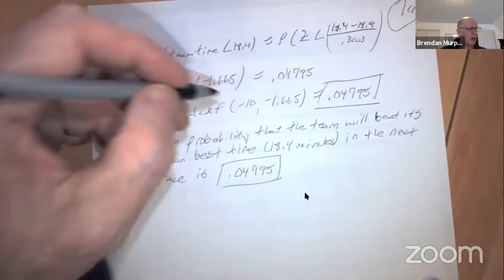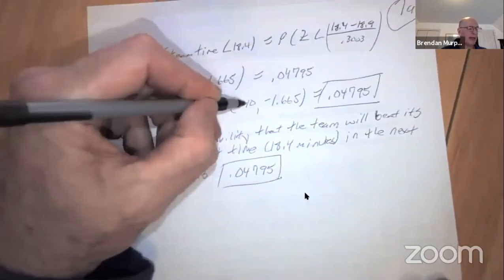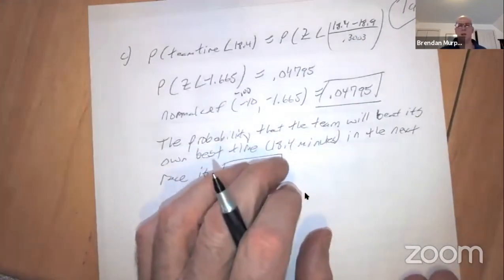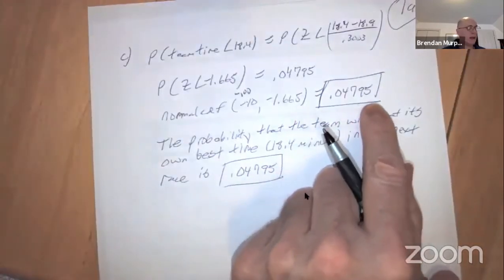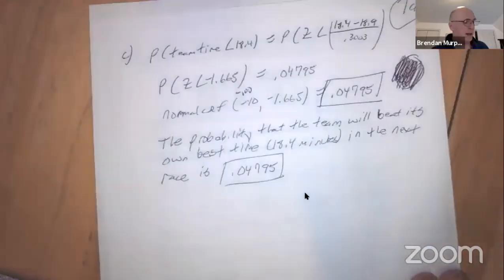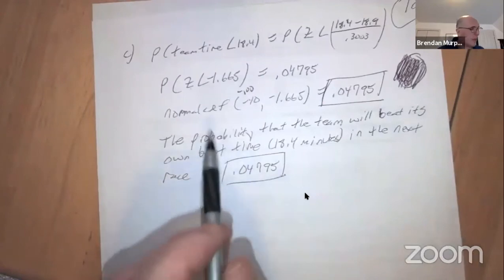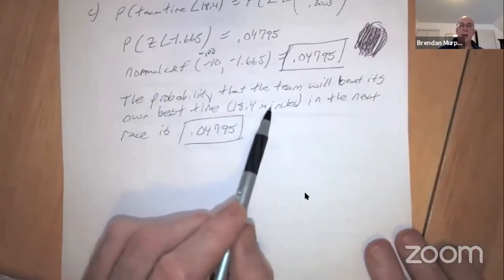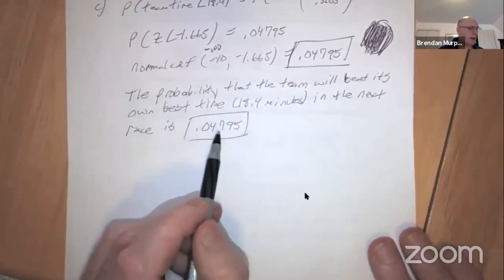Again, I went to my calculator and I typed in -10, but you could type in -100, -1,000, whatever your teachers pretty much taught you to do. That's perfectly fine. Your answer is probably not going to vary. And that was 0.04795. And you know, as a stats teacher, we just did inference a couple of weeks ago, and I wanted to compare that to 0.05, but this problem didn't really ask me to do that. So there was no need to do it here. So the probability that the team will beat its own best time, 18.4 minutes, in the next race is 0.04795.